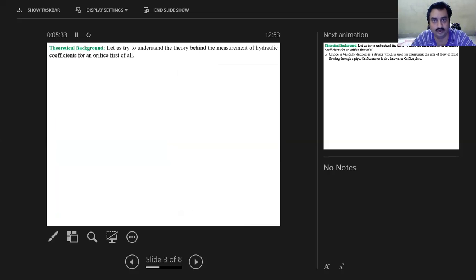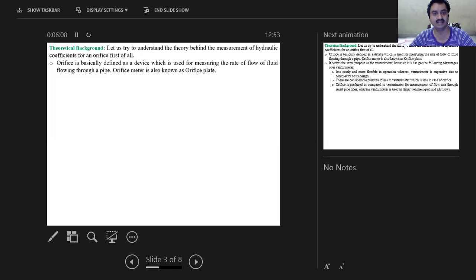Let's go for a little bit of theoretical background of this orifice. First of all, we'll discuss the difference between this orifice and a venturimeter. As I said, the purpose is the same. Orifice and venturimeter are being used for the same purpose. They are being used for calculation of flow or discharge through a pipe. So in which cases will we be using a venturimeter and where will we be using an orifice? That's a point to be discussed.